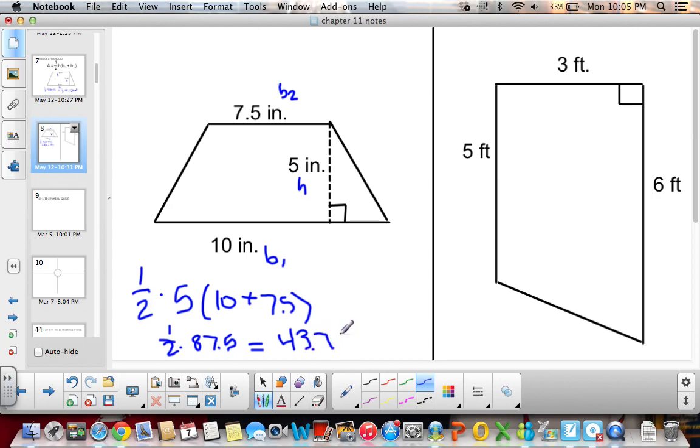and then we get 43.75 inches. If you want to go ahead and pause me and solve for the area of the trapezoid right here, go ahead and then come back and check your answer.